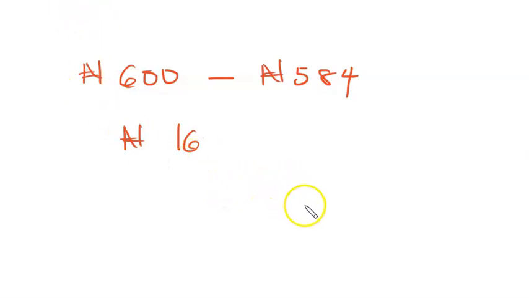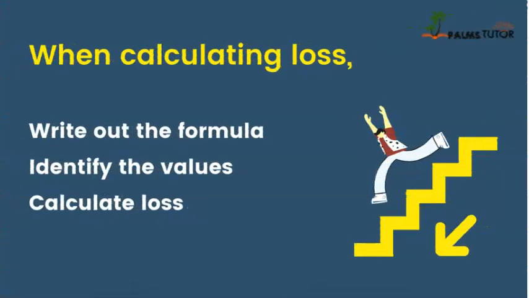So sometimes you have to figure out the real cost price of some items. You see how we went about that step by step. When calculating loss, write out the formula, identify the values. Sometimes the values are not for one item, so you have to calculate. When you have the values for all of your items, then you can calculate the loss using the formula: cost price minus selling price.